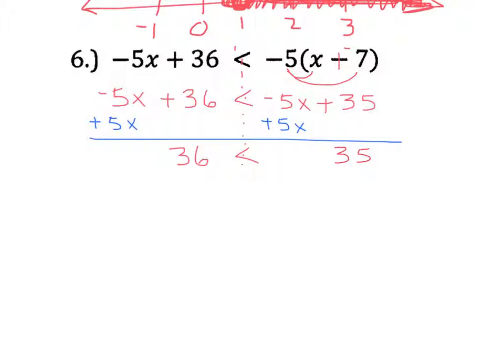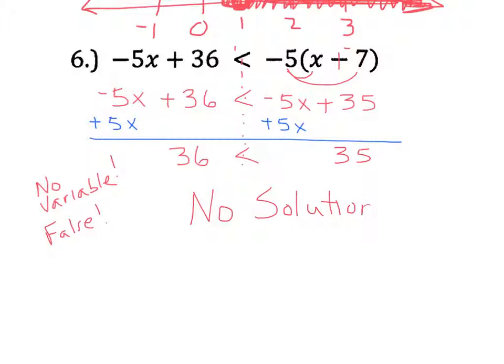Okay, this is one of those weird ones. There's no variable. So that's weird. And what's even weirder is that 36 is not less than 35. So that is false. There's no variable and it's false. That means there is no solution. This problem cannot be solved. It's impossible.